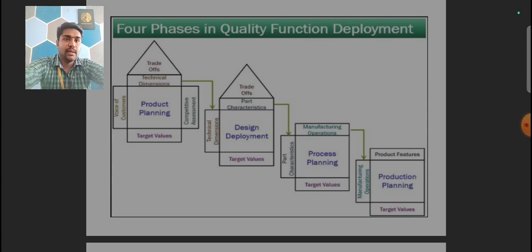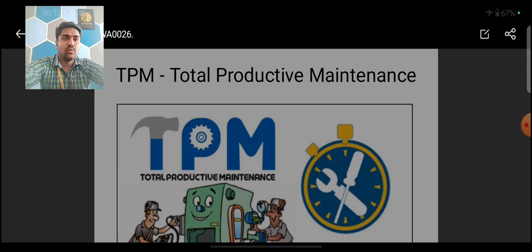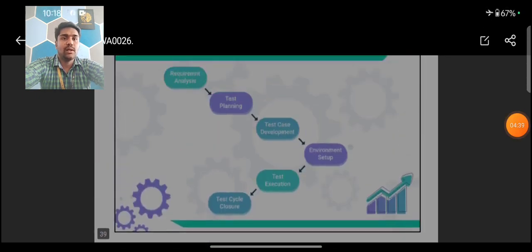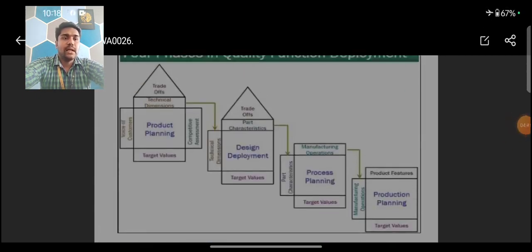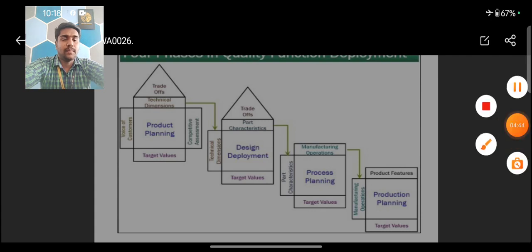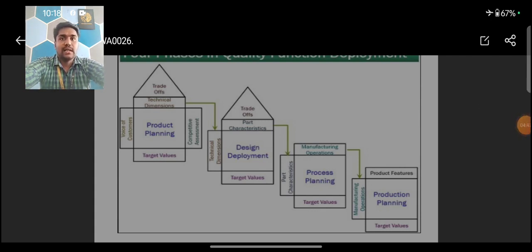Then the fourth one is production planning. In production planning, the target value is the basic factor for a day, for a month, or for any particular time-oriented process. So we need to attain the time requirement. We can check the time requirement of the product manufacturing. So it has to reach the customer at the required time.